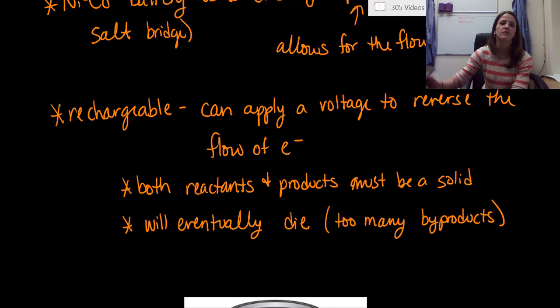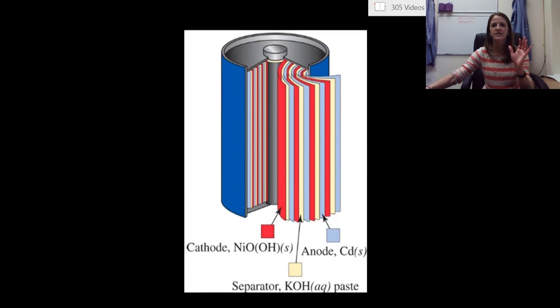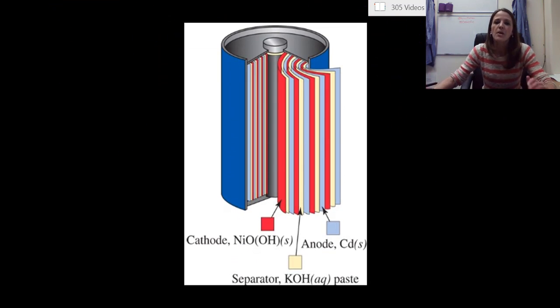So let's look at a picture of this to try to help, because it's just different. Just kind of keep that in your mind. It looks very different from the original picture that we saw. But basically what we see is that we have an anode here. Your anode is going to be your cadmium, so that's represented by that bluish color. Your cathode is going to be your nickel component, and so that's represented by your red color.